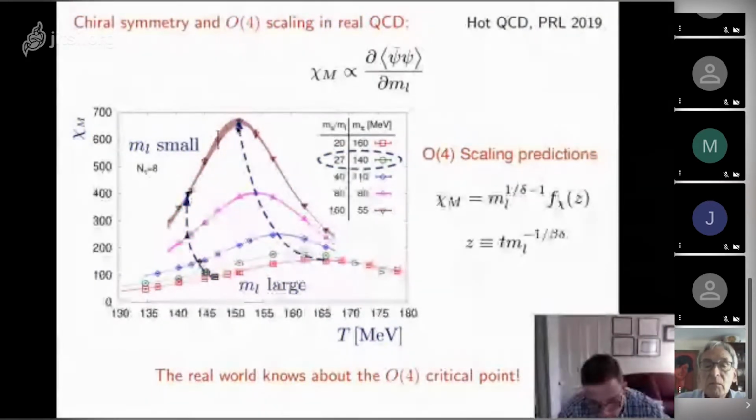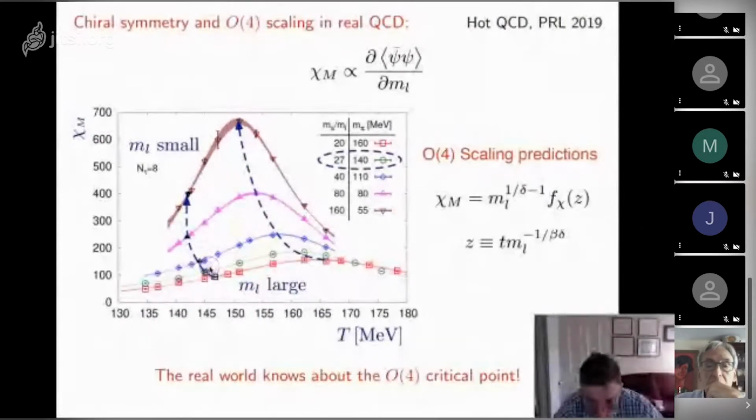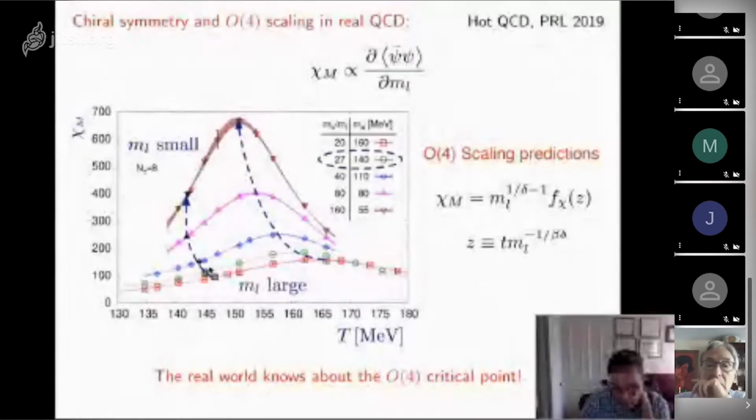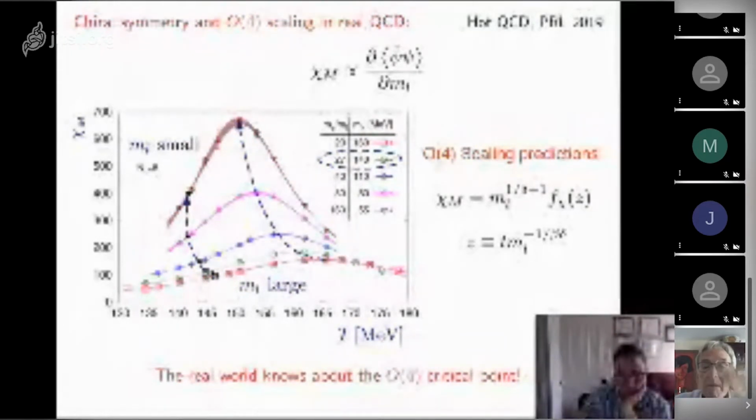It knows about the O(4) critical point, yet it plays no role in heavy ion collisions. That seems like a problem. So we're going to try and incorporate chiral symmetry and chiral symmetry breaking into the hydrodynamic model, which has become a kind of standard model of heavy ion collisions. I'm not really going to talk about the critical point itself. I'm going to approach the critical point, but not really go through it yet.